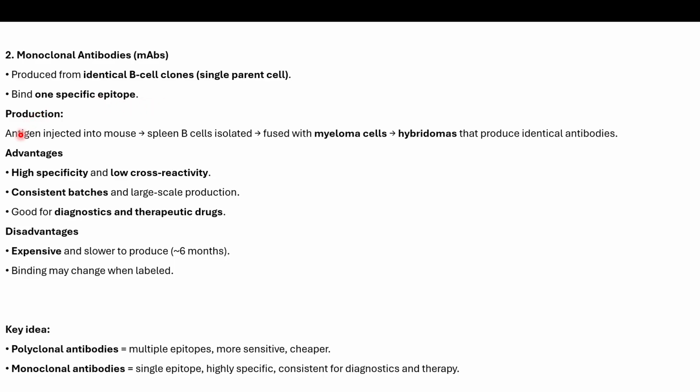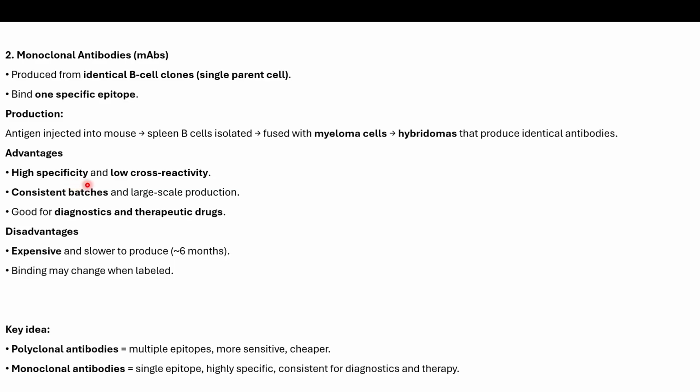It is actually produced via something called hybridoma technology, where antigen is injected into the mouse, spleen B cells are isolated, fused with constantly dividing myeloma cells. Then there's hybridoma that produce identical antibodies. So we'll look at hybridoma in a little more detail in the next slide.